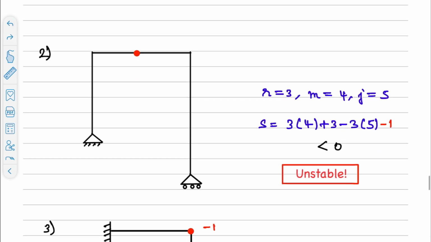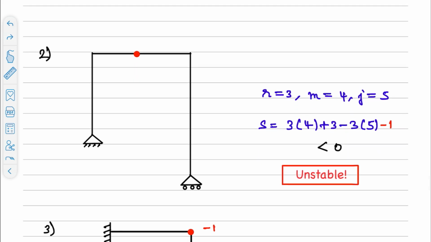Fine. Second problem. Here in this case, r equal to 3, m equal to 4, and j equal to 5. Use the formula 3m plus r minus 3j, and then don't forget to include this minus 1 for the presence of the internal hinge located here. So we see that this gives a negative value, that is we will end up getting minus 1, which means this is unstable, because without this internal hinge, this portal frame will be stable enough.